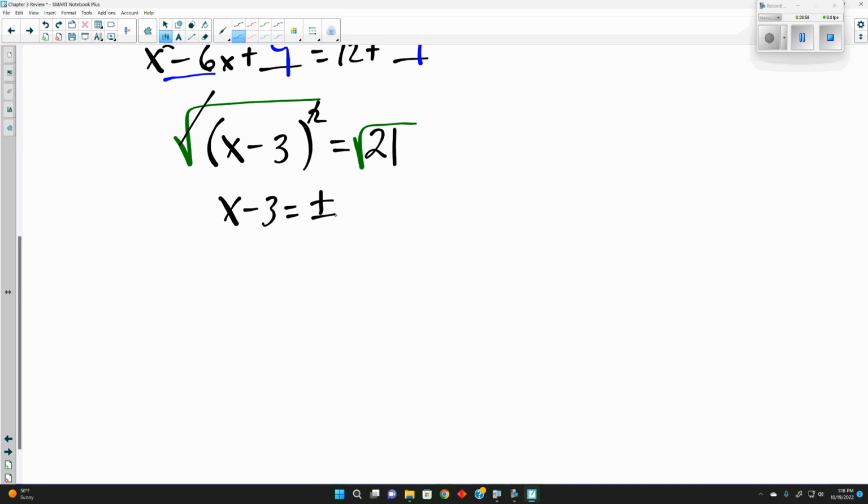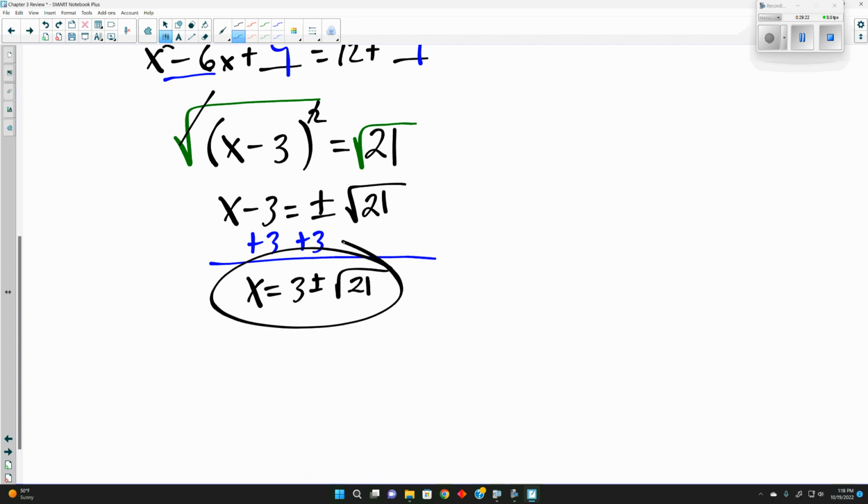Again, I would check to make sure that that doesn't simplify. We could plug the square root of 21 into the yellow calculator and see what it tells us. And it's going to throw back out the square root of 21. So it means it doesn't simplify. But last but not least, we need to add 3 to both sides, telling us x is equal to 3 plus or minus the square root of 21.